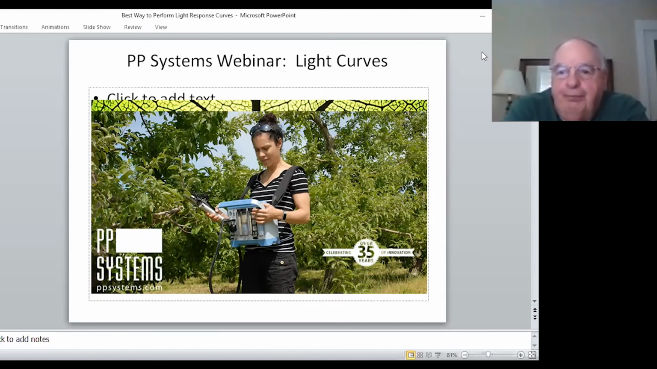Okay. If we are interested primarily in Pmax, are fast light curves adequate? Yes, they're adequate, but for Pmax, if that's what you're interested in, you should just measure that and forget the rest of the light curve. Just do measurements at high light.